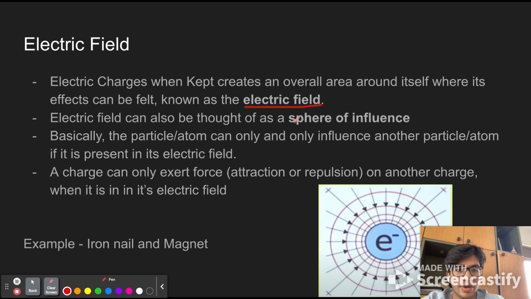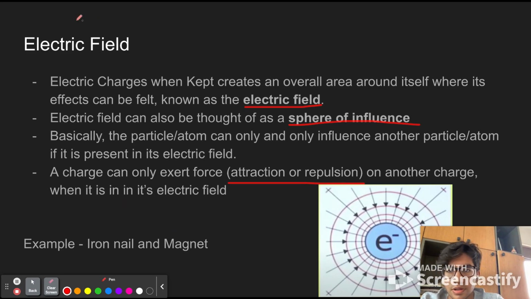The electric field can also be called the sphere of influence in layman's terms, because every electron forms an electric field around it, and it can only affect, influence or exert force on another particle or atom when it is present in the electric field. A charge can only exert a force of either attraction or repulsion on another charge when it is in its electric field. I have another example on the next page which will show you how this can be applied practically.